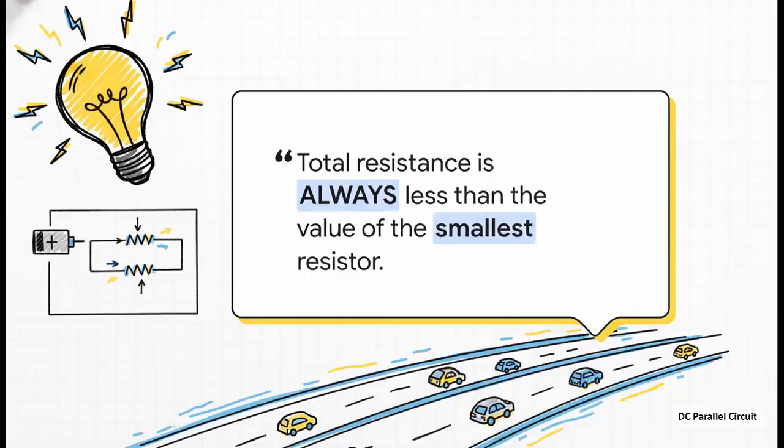Right here, this is the big aha moment. Every single time you add a new path in parallel, the total resistance of the entire circuit actually goes down. Why? Well, because you're giving the current more options. More lanes on the highway means less overall traffic, right? It just makes it easier for all that electricity to flow through the whole system.